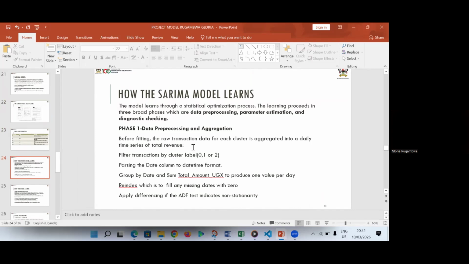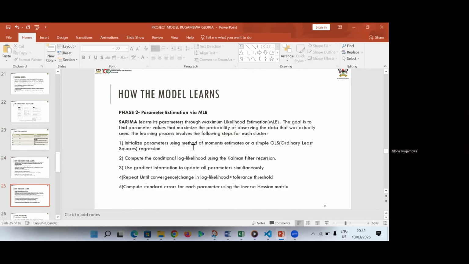So about this model, it basically has parameter estimation via MLE, which is maximum likelihood estimation. And the goal is to find parameter values that maximize the probability of observing the data that was actually seen.